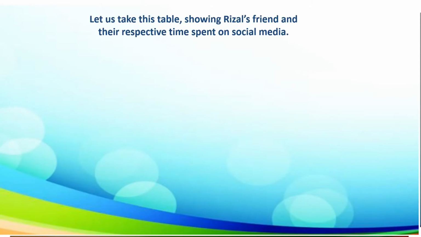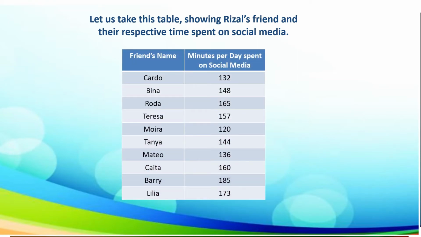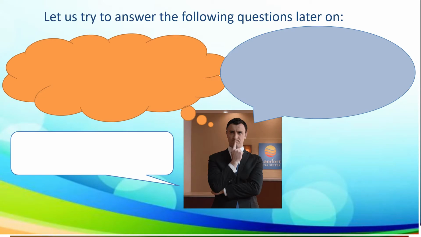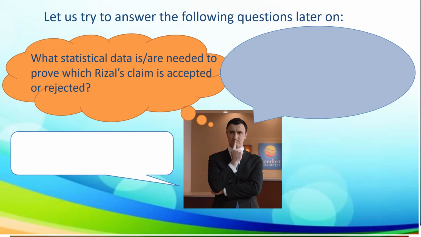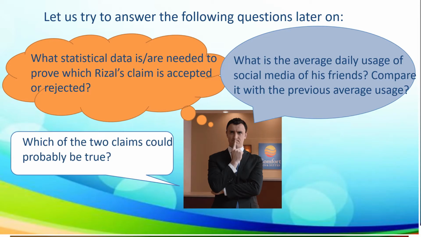Let us take this table showing Rizal's friends and their respective time spent on social media. This table shows the friends' names and the minutes per day spent on social media. Let us try to answer the following questions later on. What statistical data is or are needed to prove which of Rizal's claims is accepted or rejected? What is the average daily usage of social media of his friends? Compare it with the previous average usage. And lastly, which of the two claims could probably be true?